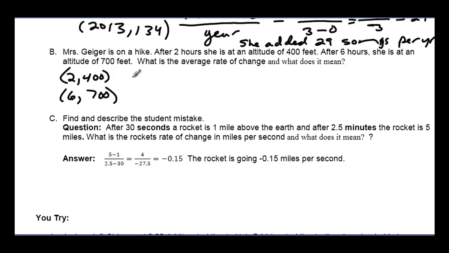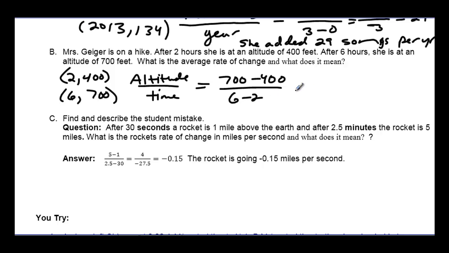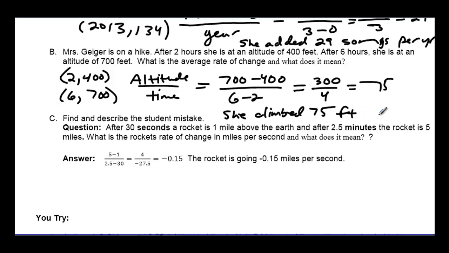Alright, so what we have is her altitude over time. Alright, we set that up. We have 700 minus 400 over 6 minus 2. So you notice it's just the same as finding slope. Alright, and then we do 300 divided by 4, and we get 75. So what this means is she climbed 75 feet per hour.